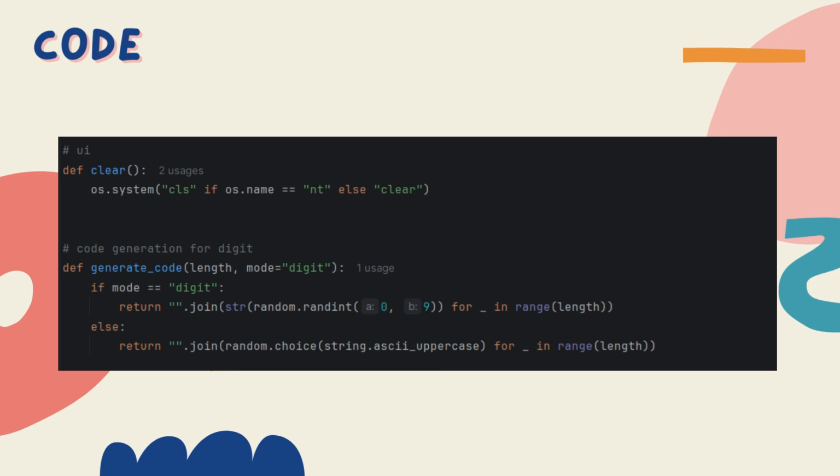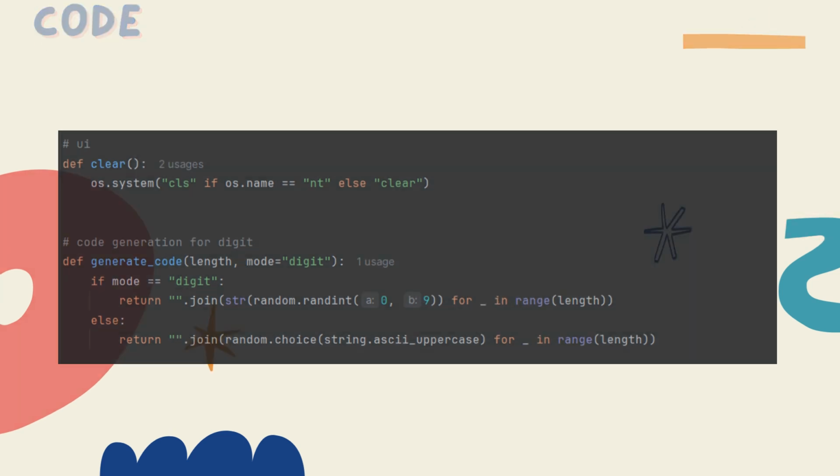These are our two key utilities. The clear function wipes the screen clean for each new display, while the generate code function creates the secret code containing random numbers or letters based on the player's chosen mode.